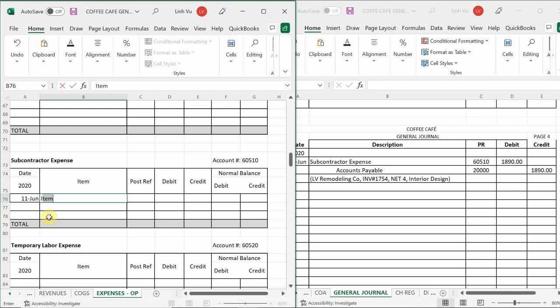Interior design store. General journal, page 4 this time for $18.90.